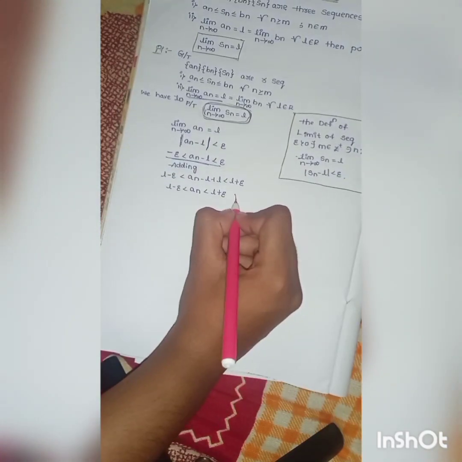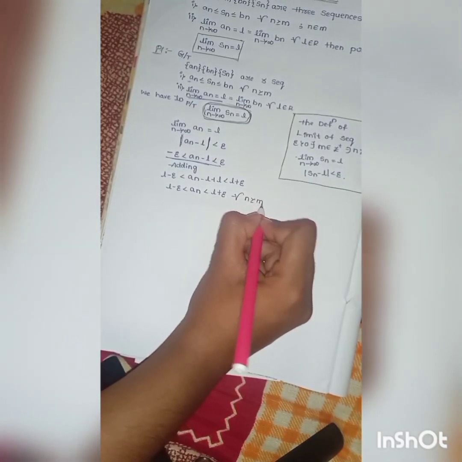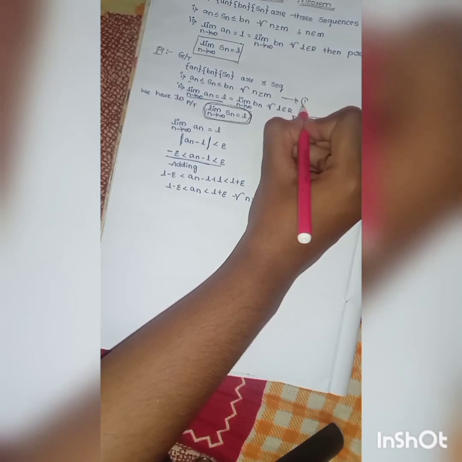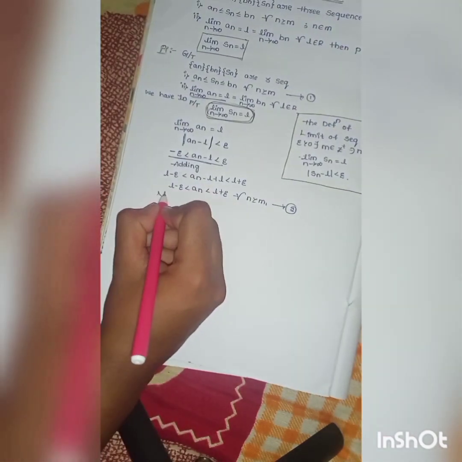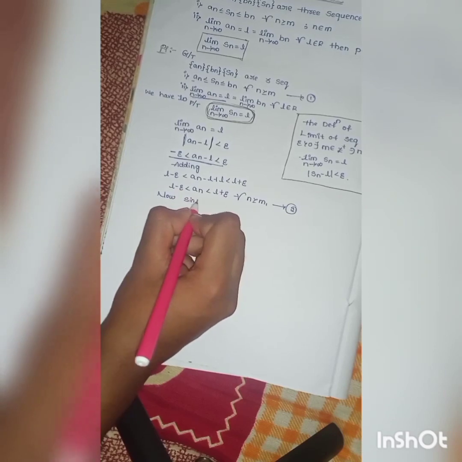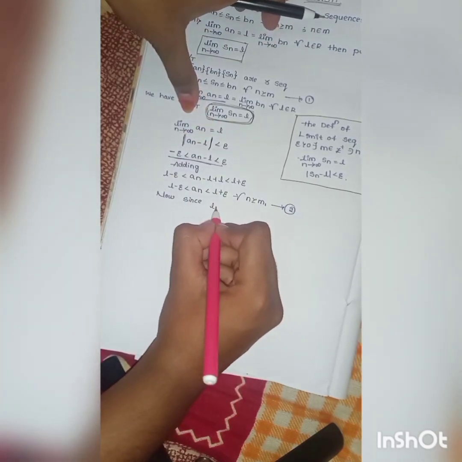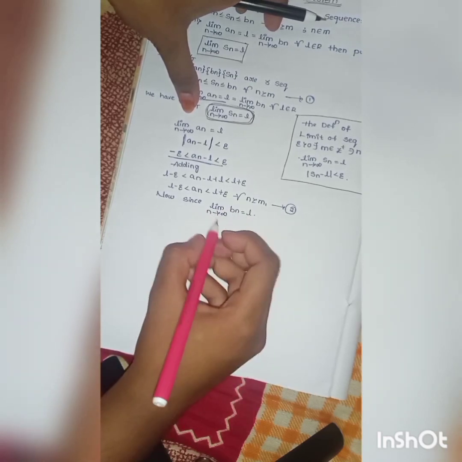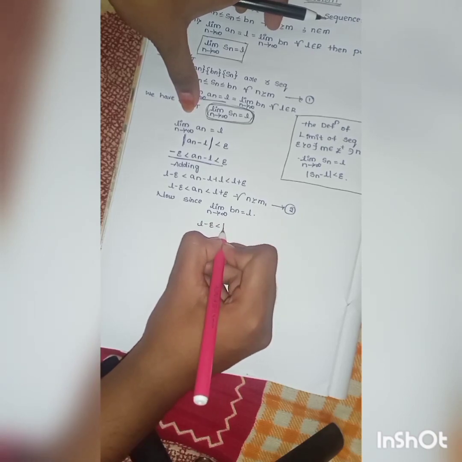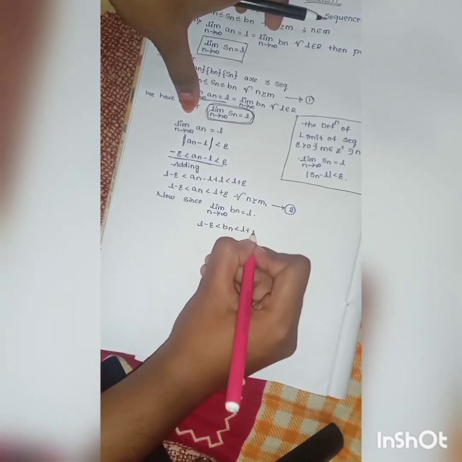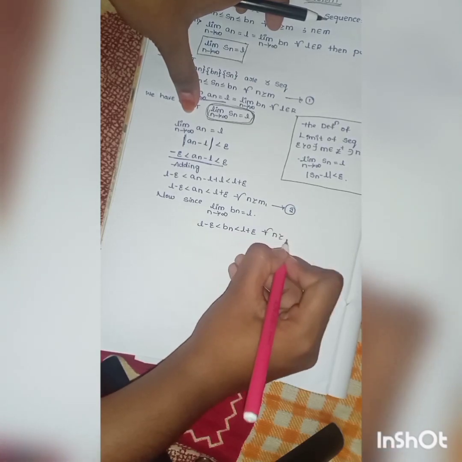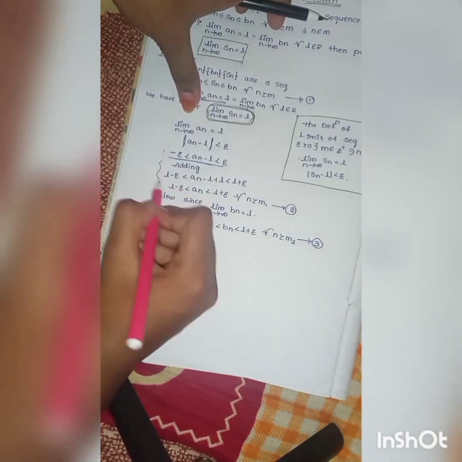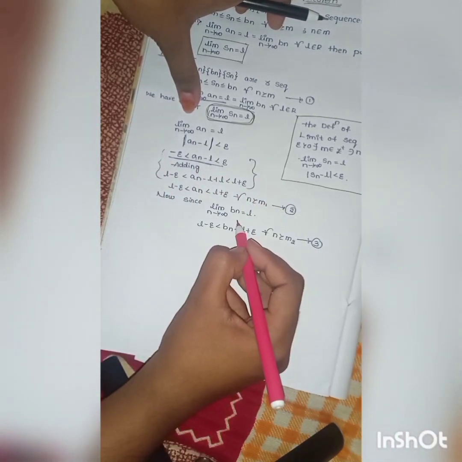Then we can write this as equation number 2. Here we can write equation number 1. Next, now, by the same argument as above, we get limit n tends to infinity, bn equals L. Then also we get L minus epsilon is less than bn is less than L plus epsilon for all n greater than or equal to m2. We get here equation number 3.